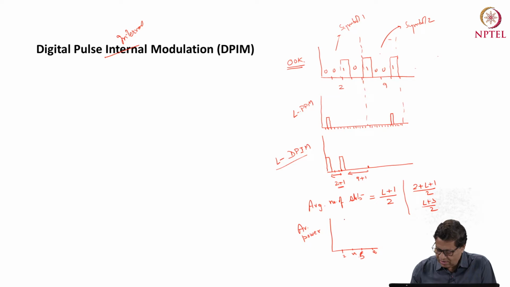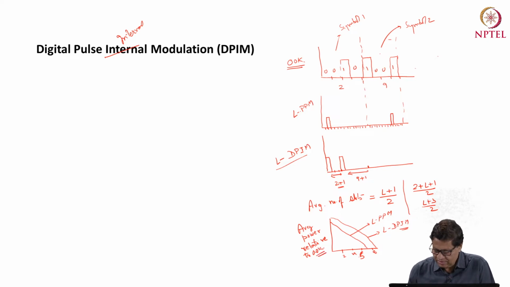So for PPM, L-PPM will be something like this, and for L-DPIM will be something like this. So this is L-PPM and this is L-DPIM. So the average power, this is relative to OOK. You always take some reference. So in this case, we have taken the reference of on-off keying.